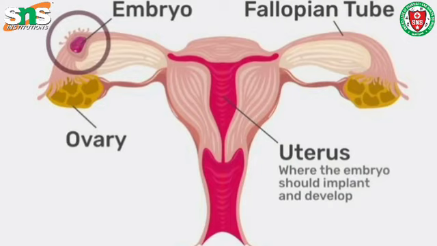Next, ultrasound. Transvaginal ultrasound is the most common imaging test used for the diagnosis of ectopic pregnancy. It allows the doctors to visualize the uterus, fallopian tubes, and ovaries to look for signs such as an empty uterus or an abnormal mass in the fallopian tube or elsewhere.